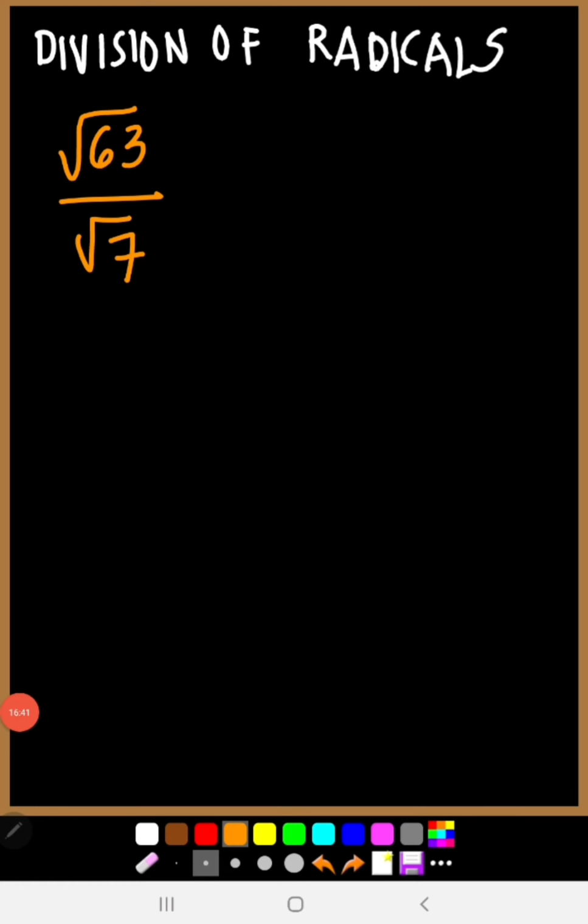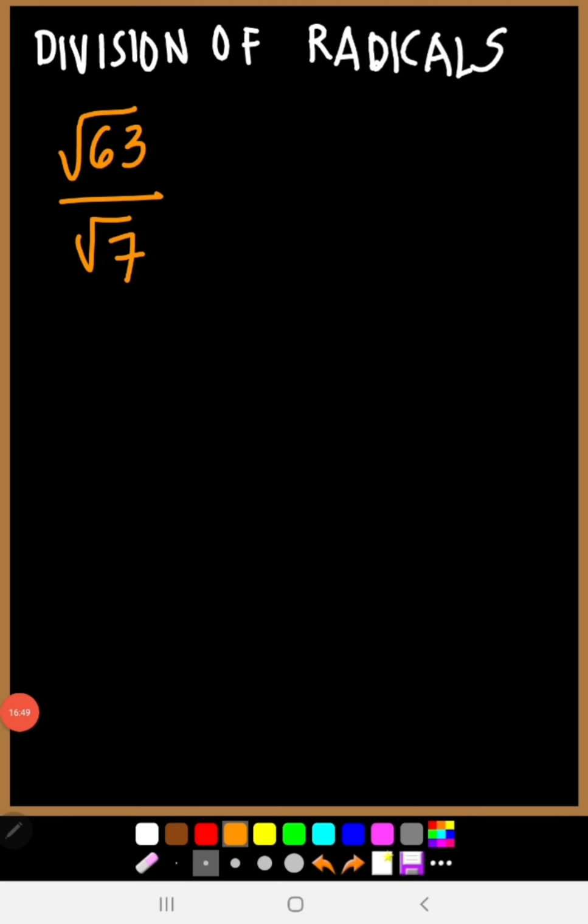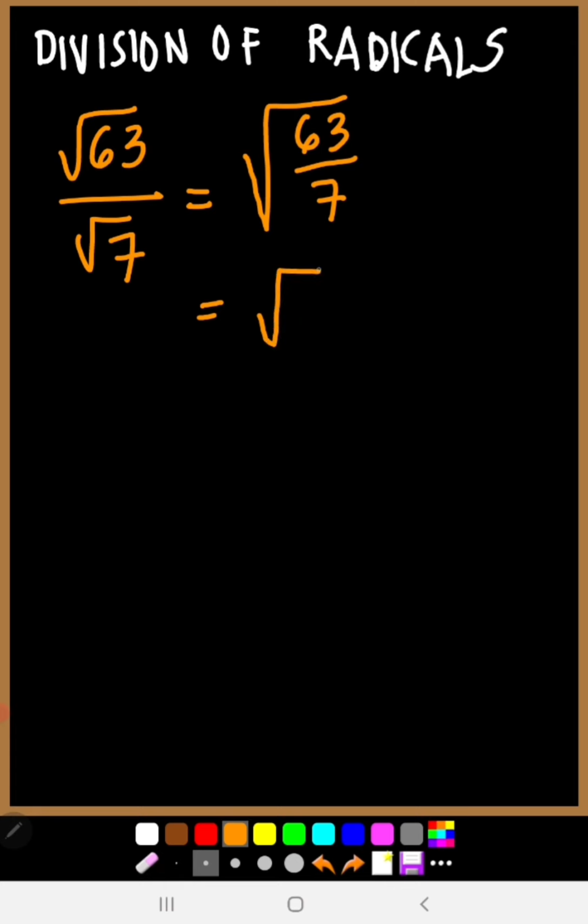Okay, example number 1. Square root of 63 divided by square root of 7. Okay, so that is equal to square root of 63 over 7. So, 63 divided by 7 is square root of 9. And square root of 9 is equal to 3.